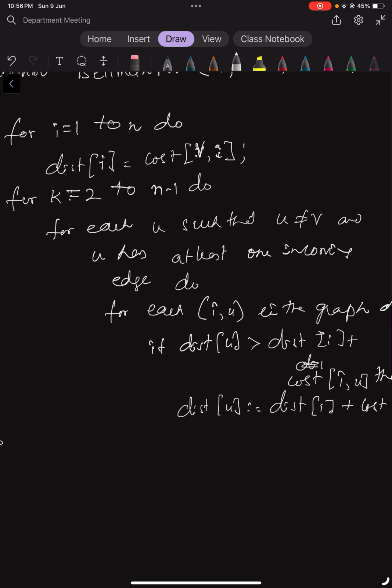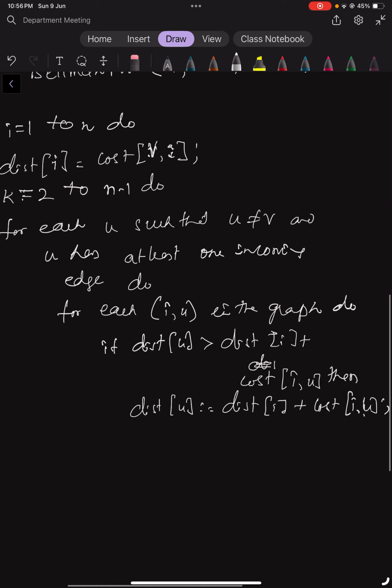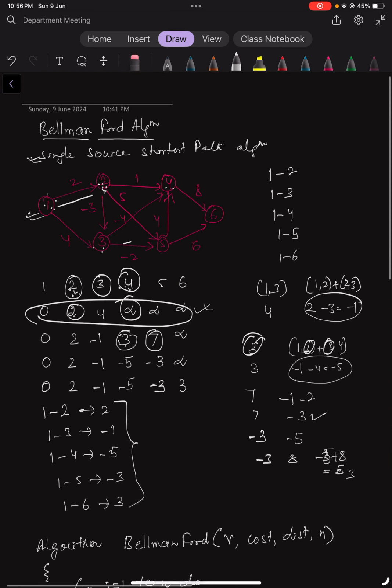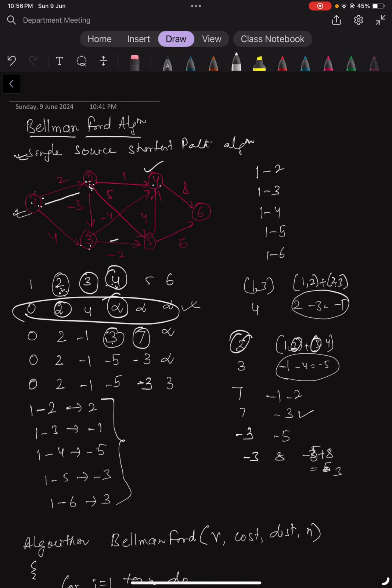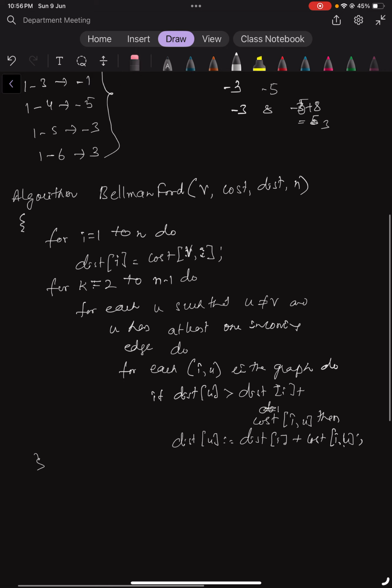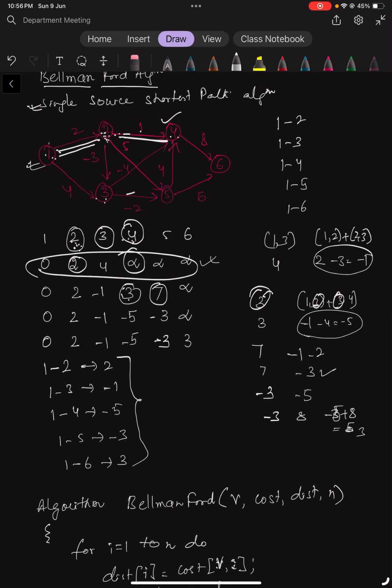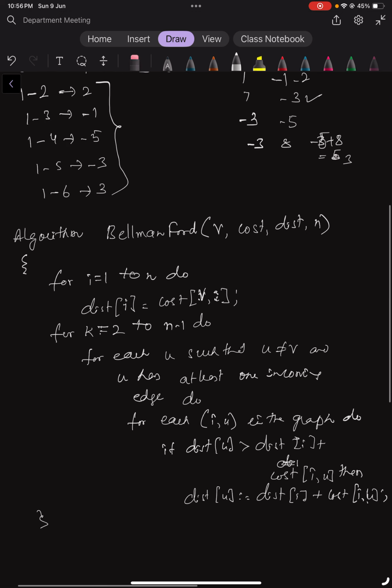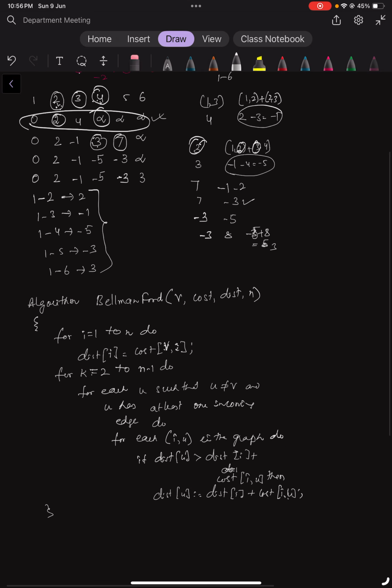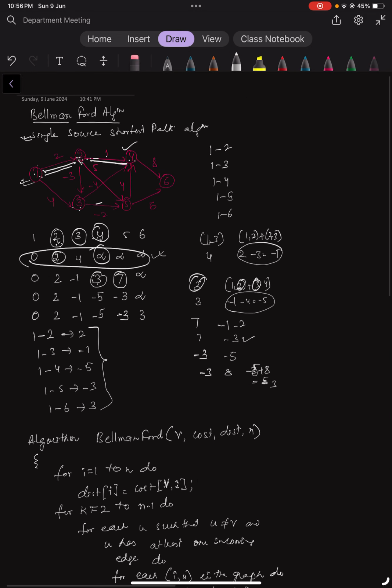then you are going to update the cost of u, that is distance of 4, equal to distance of I plus cost of I comma u. That means this distance plus the cost of this one. What is the distance of 2? That is 2, plus the cost of 2 to 4, that is 1. So that is equal to 3. We are going to update that. In the same way, all the other remaining vertices also we will be updating, all the values here. Okay, so this is about the Bellman Ford algorithm, and I hope you understood this.